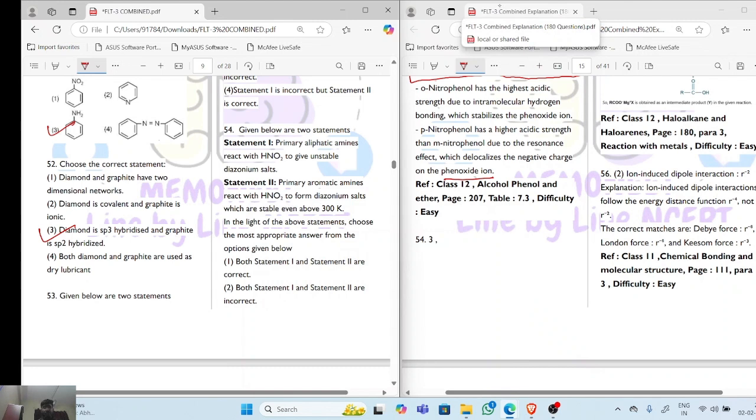Now comes question number 54. Given below are two statements. Statement 1 is primary aliphatic amines react with HNO2 to give unstable diazonium salt. Statement 2, primary aromatic amines react with HNO2 to form diazonium salt which is stable even above 300 Kelvin.